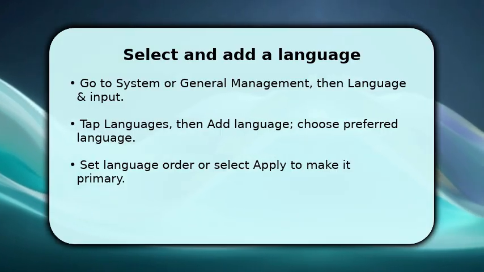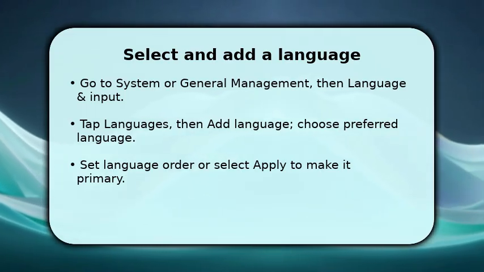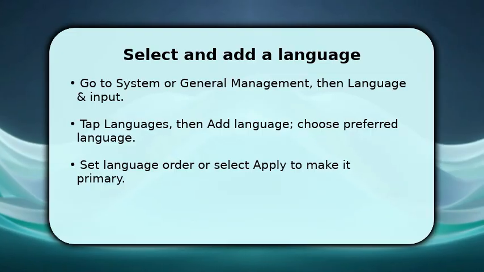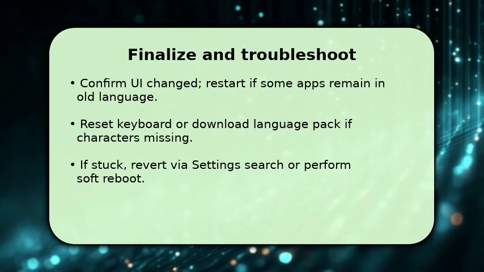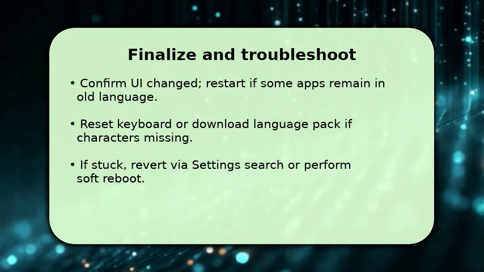Make sure you confirm any prompts about keyboard changes. This ensures system texts, menus, and predictive input match the selection. You finish by confirming the UI switched to the new language. Open a few apps and system menus to check consistency.